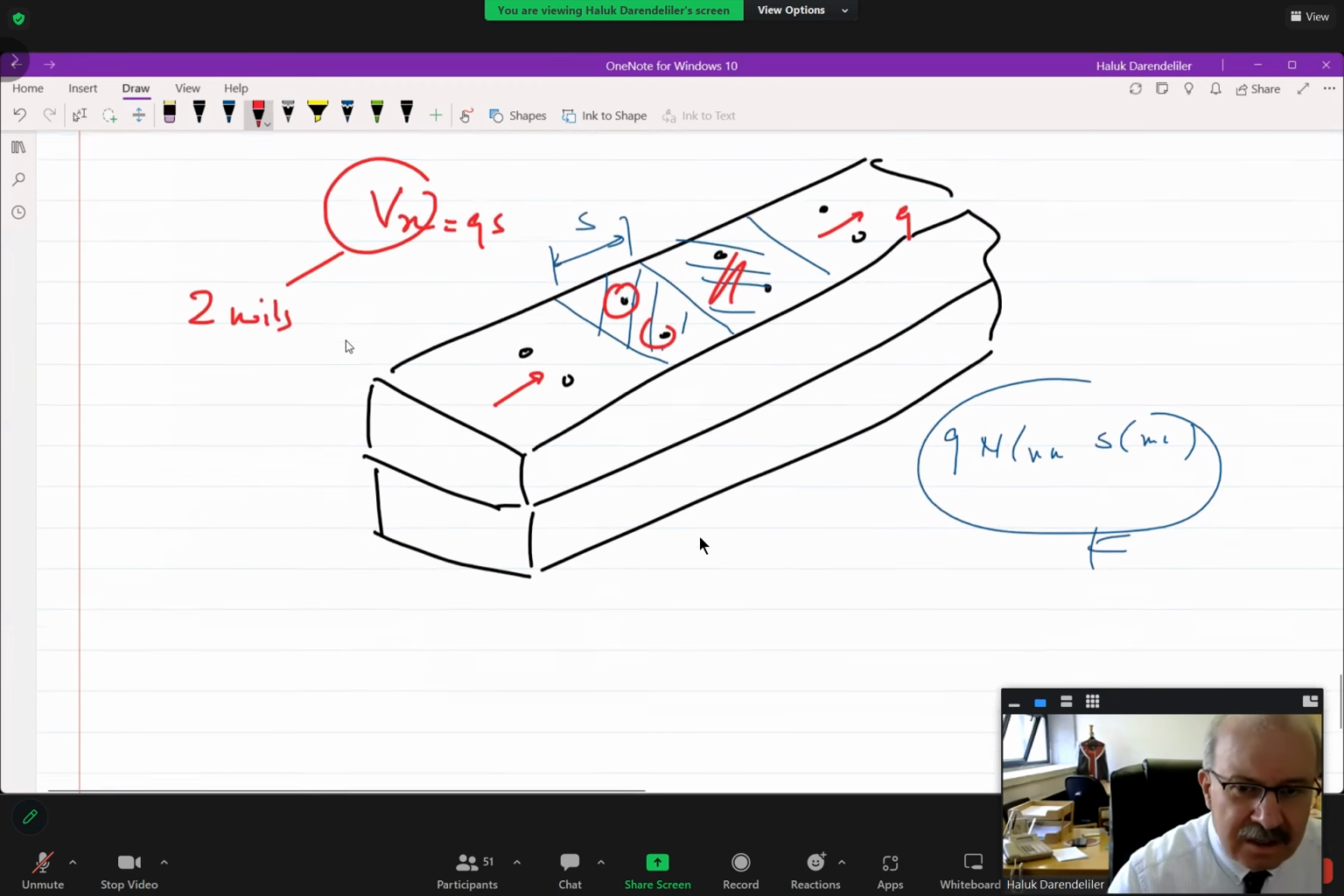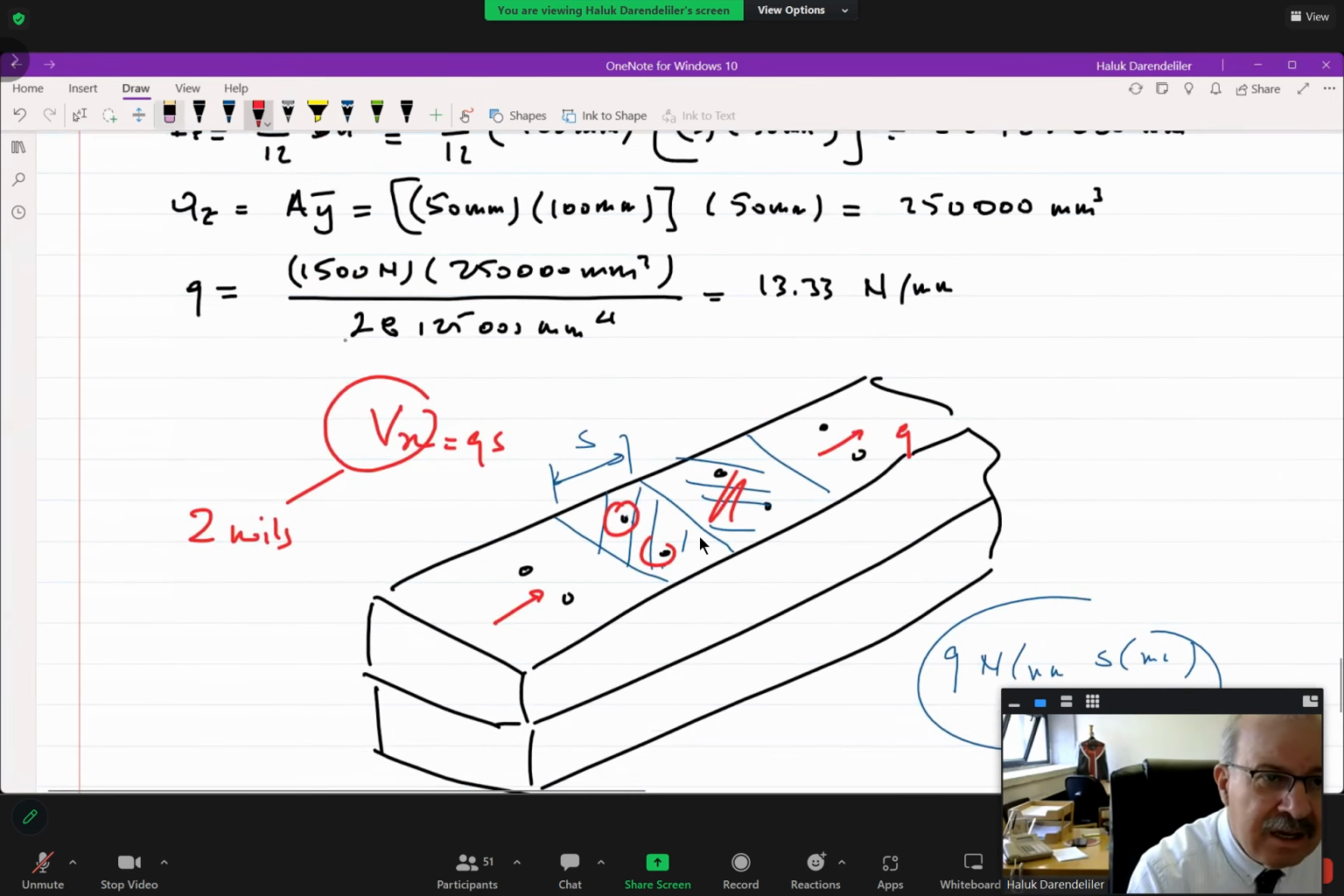So as a result, I can say that, okay, the q's continue on the whole surface. Okay. On the whole surface, we have these q's like that. And here are the nails.